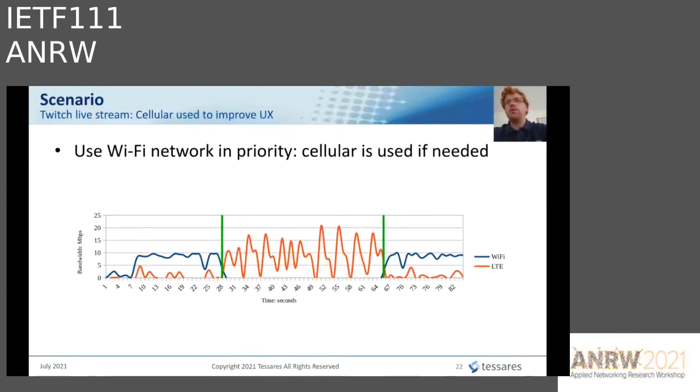Here, in the second scenario, the DSL network is not enough to watch a 4K live stream. We can clearly see on the graph, before and after the green lines, that the cellular network is used in a second priority. The main point here is that it is used in addition to provide enough bandwidth to play the 4K live stream without delays. It then helps to improve the user experience while still minimizing its utilization. So that's good for the end user.